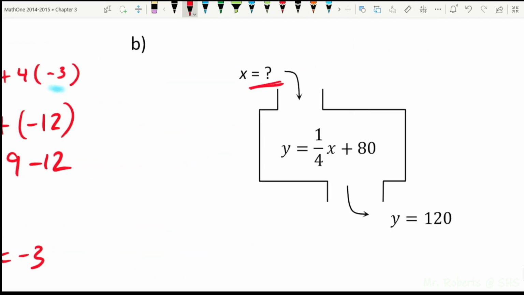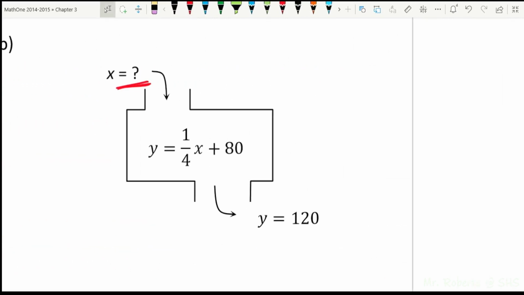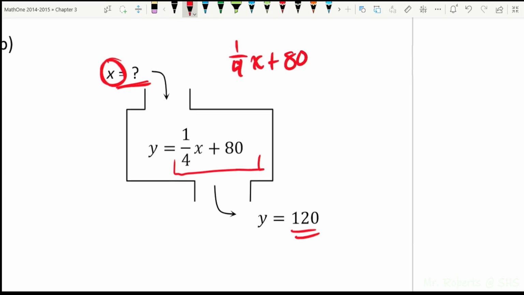Okay, last question. Last part of last question. Here's the definition of a function. This function takes 1/4 of the input, and then it adds 80 to it. And I want to know what value do I put into this function so that I get an output of 120. In other words, this is the definition of the function 1/4 x plus 80. That's better. 1/4 x plus 80 has to equal 120.